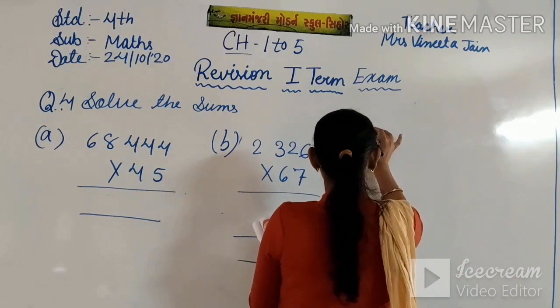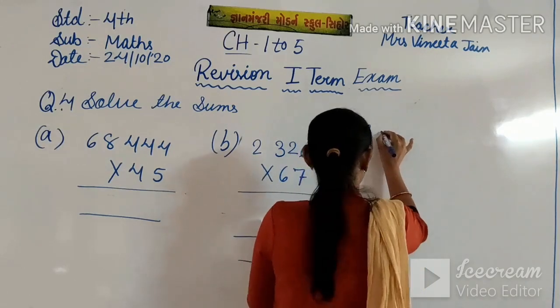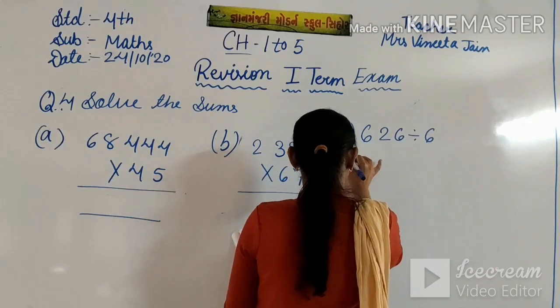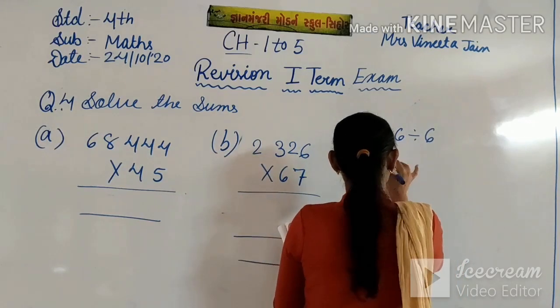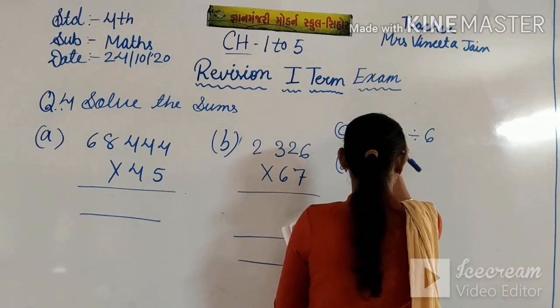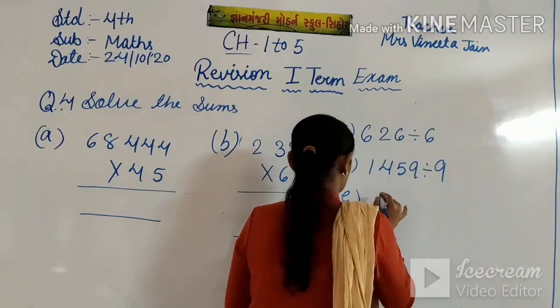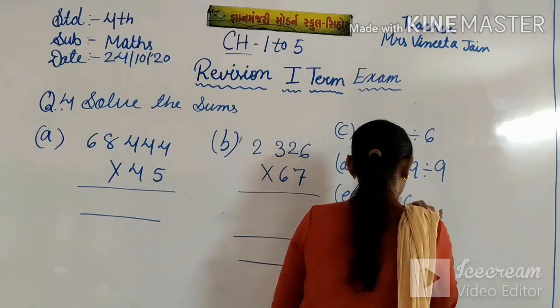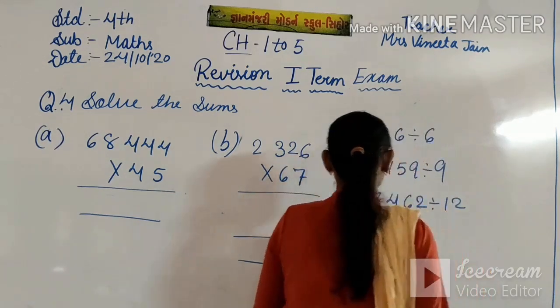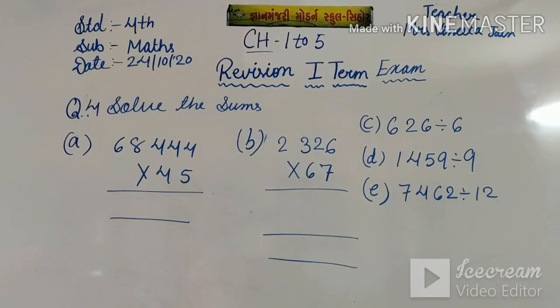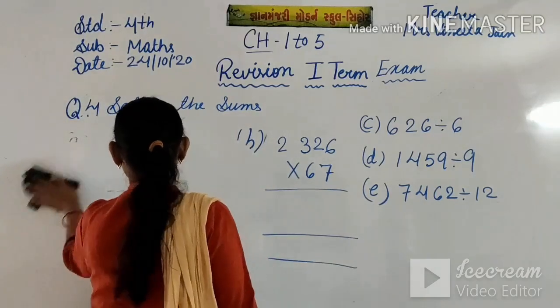Divide 626 divided by 6. Next, D: 459 divided by 9. Next, E: 7462 divided by 12. Okay, student, note it down. Have you written it, student? Next questions.